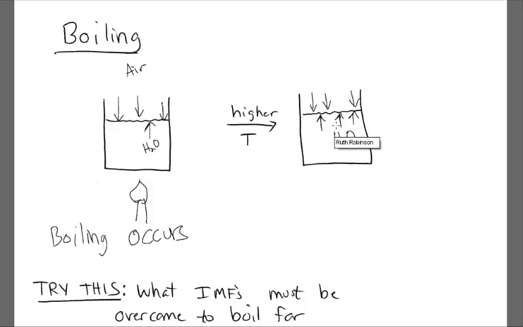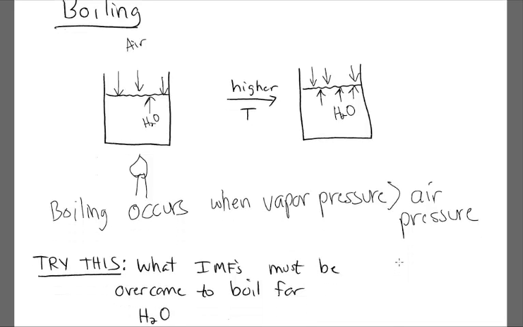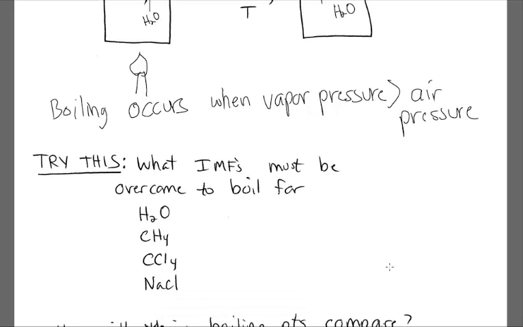and boiling will occur when you have so much vapor pressure that the vapor pressure of the water is greater than the air pressure. So that's what boiling is, when you have a sufficiently high temperature that the vapor pressure is greater than the air pressure. All right, and we can compare boiling points of different substances by looking at their intermolecular forces and seeing how strong they are, because the more intermolecular forces they have, the more heat it takes to break them.